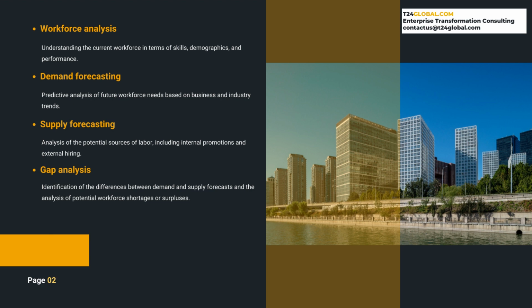Business operations activities under this component include analyzing demand and supply forecasts, identifying areas of workforce shortages or surpluses, and developing strategies to address them. The key persona involved in this component are workforce planners, HR professionals, and business leaders. Gap analysis is important for identifying areas where there are gaps between the demand and supply of labor, which can help organizations to mitigate potential labor shortages or surpluses.